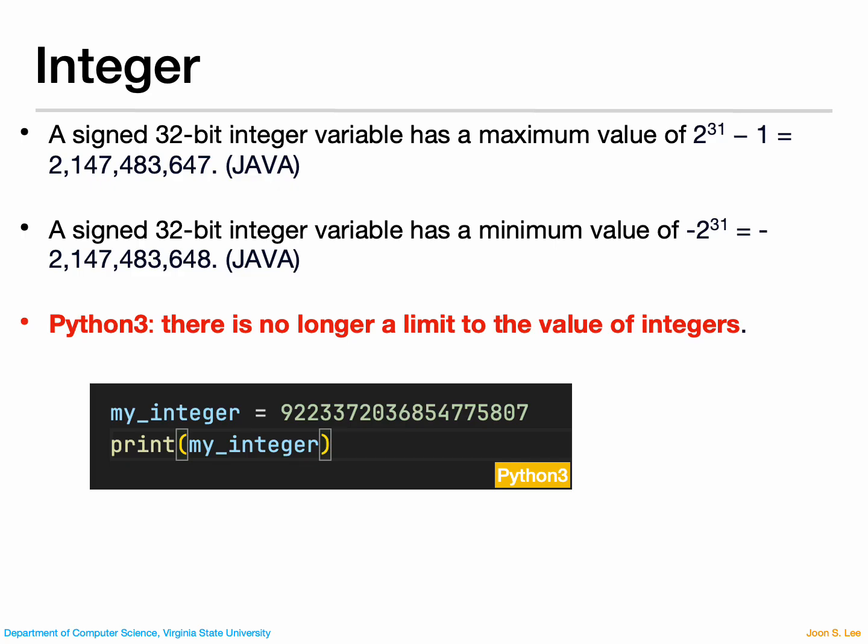A real-world example of this is cryptography. Modern encryption algorithms, such as RSA, depend on numbers that are hundreds or even thousands of digits long. These values are far too large for fixed-size integers. Python's arbitrary precision integers make it possible to work with encryption keys, large prime numbers, and other massive calculations seamlessly. So while languages like Java or C use fixed integer sizes for performance reasons, Python trades a little speed for flexibility, making it especially powerful for applications in cryptography, data science, and even astronomy.